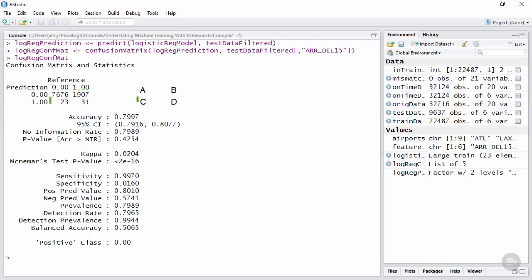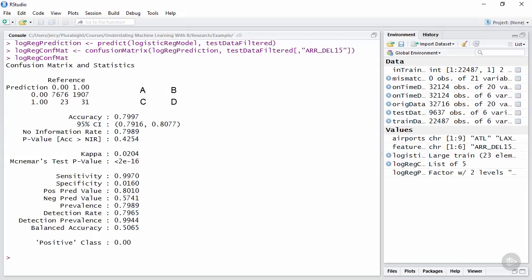C is the number of flights in the test data that were not delayed when the model predicted it would be delayed. D is the number of flights in the test data that were delayed when the model predicted it would be delayed. Below the matrix is a set of statistics derived from A, B, C, and D. These statistics quantify the capabilities of the model in terms of standard measurements.